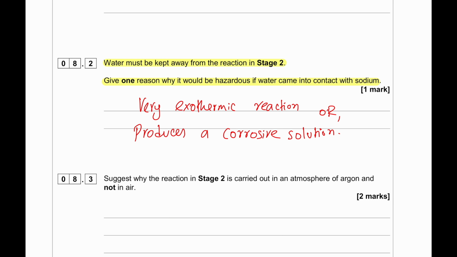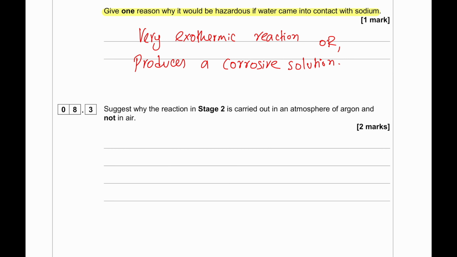Guys, we do not need to mention the name sodium hydroxide, but we just need to mention that it produces a corrosive solution, or we can write a final answer, which is it produces hydrogen, which is highly flammable or explosive.